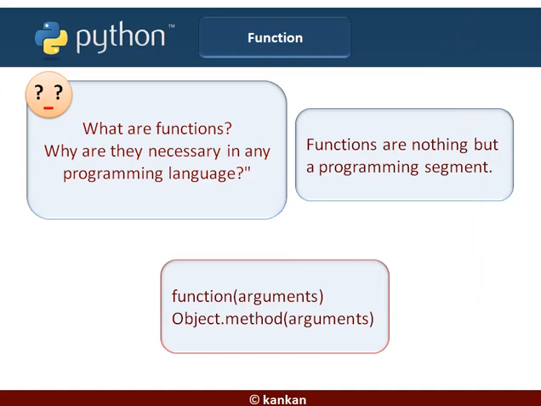Now, know about the method also. A method is identical to a function in terms of name, except that it is called on an object, that is, accessed through an object, and passed the data. Whereas a function is called directly by name and passed the data to operate.